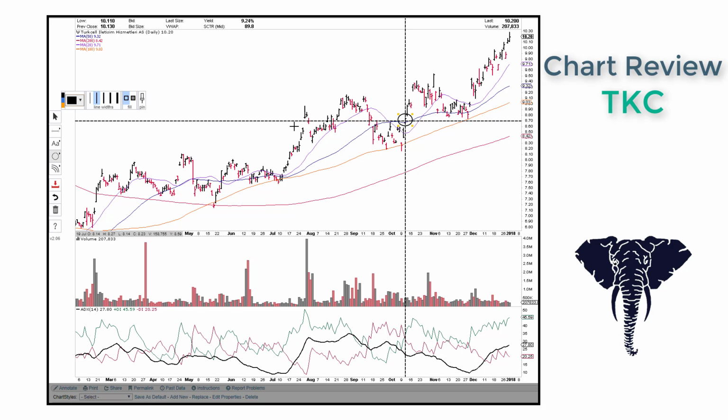So bottom line is it's a bullish stock. It's a nice continuation pattern. Maybe this ADX indicator is something you could find useful to give you increased confidence to buy the dip. I don't know.